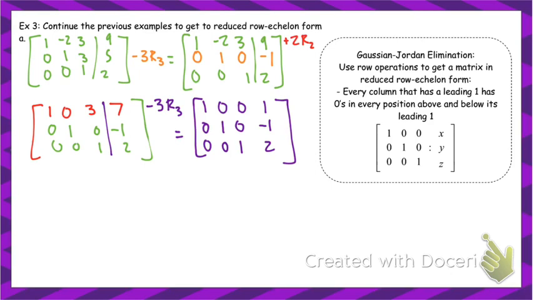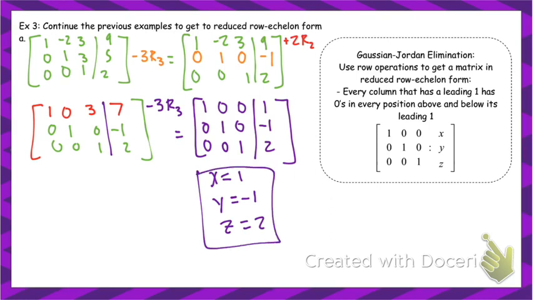And now it's in reduced row echelon form. So at this point, the thing that's nice about reduced row echelon form, you don't really need to solve a system. It's very obvious what your values are. So x is equal to 1, y is equal to negative 1, and z is equal to 2.